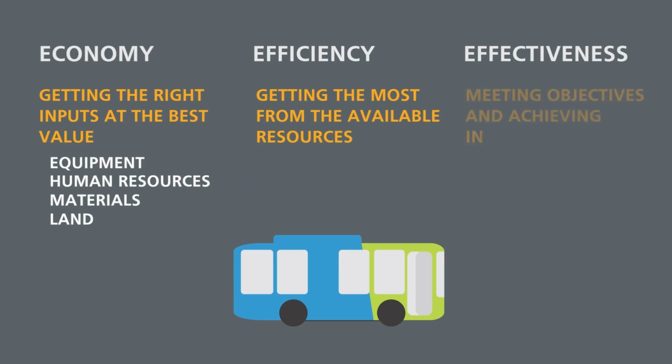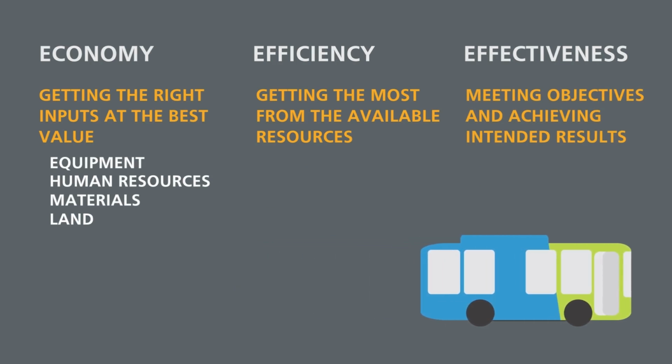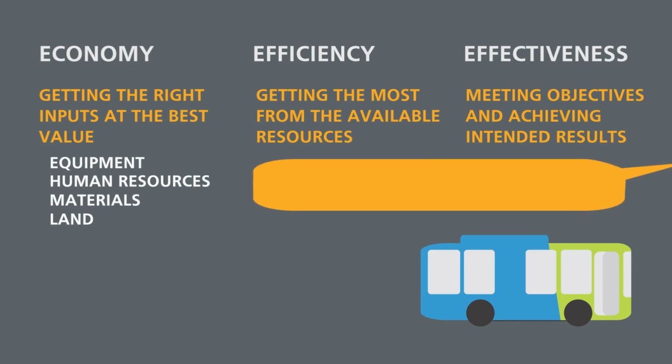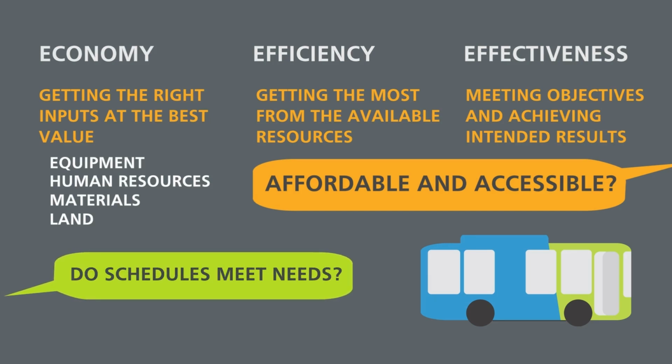Effectiveness means meeting the objectives set for a program and achieving the intended results. Auditors will try to determine answers to questions like, are transit services affordable and accessible to low-income residents? And do transit route schedules meet residents' needs so that ridership is safely maximized in an environmentally sustainable manner?